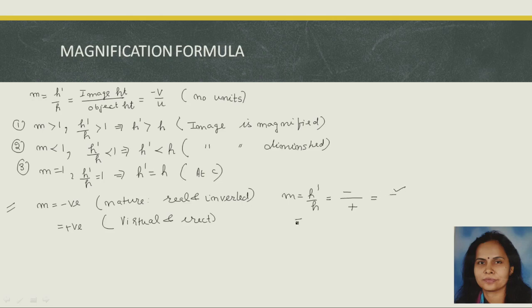Let's verify this for virtual and erect also. So in case of virtual and erect, object height is always positive. Erect image means above the principal axis, so it is positive. So this one is your positive answer, right?